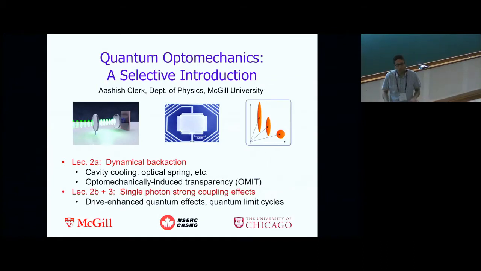So the physics of what people call dynamical backaction, how we can use light in the cavity to control the mechanical state, in particular cool it down to close to the quantum ground state.